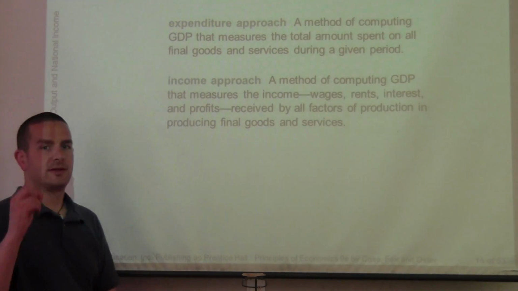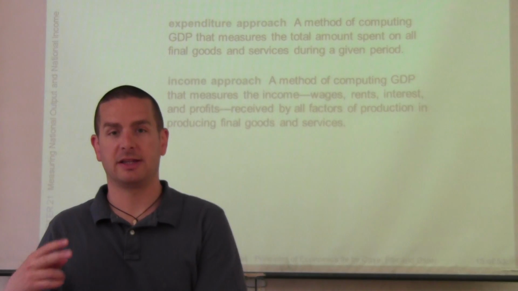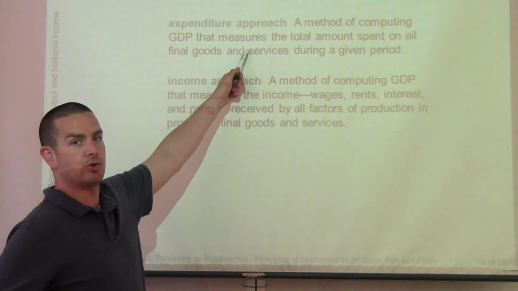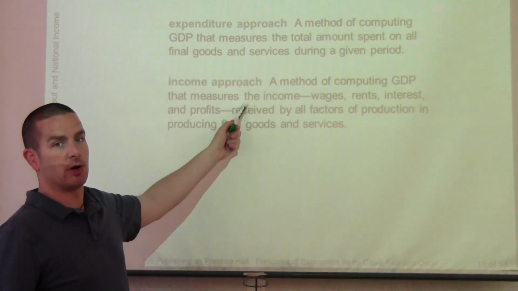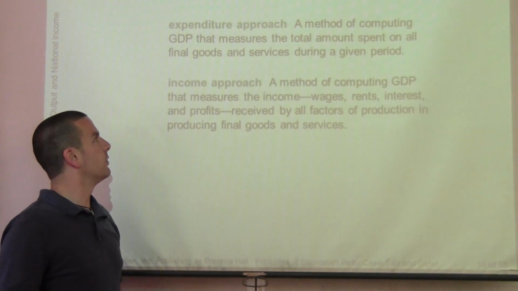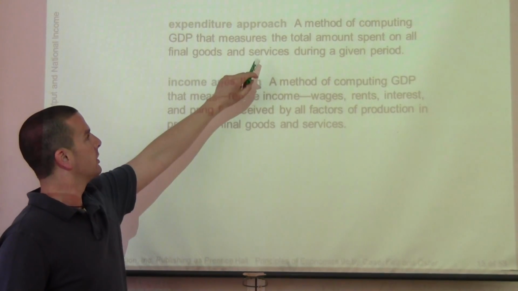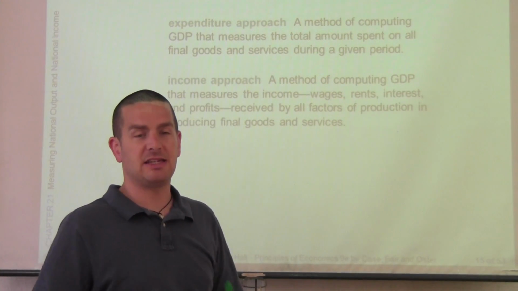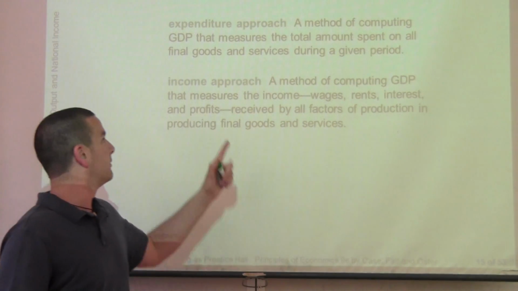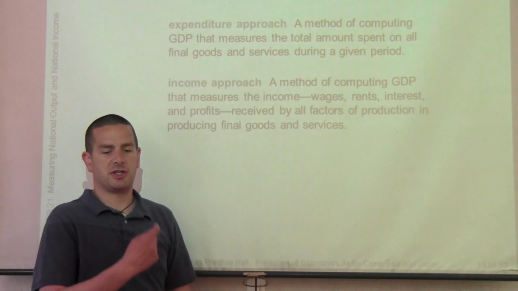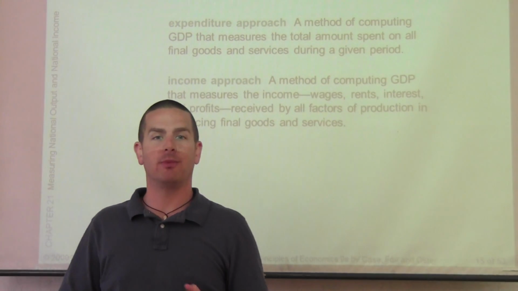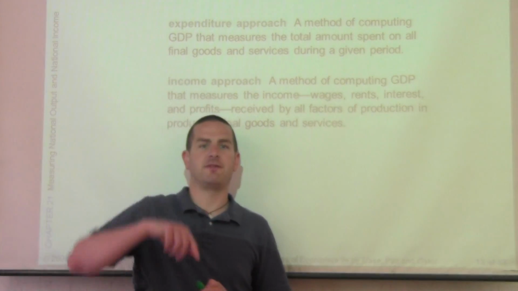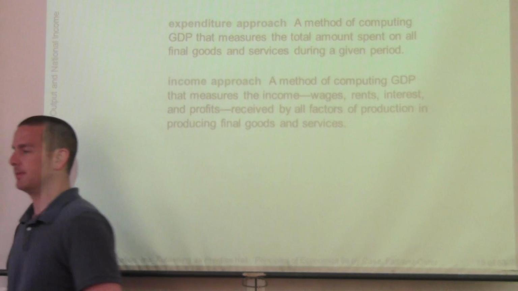There's two ways to calculate GDP, or aggregate output. There's what we call the expenditure approach, and there's the income approach. For the expenditure approach, you simply count up how much money was spent that year. For the income approach, you simply count up how much income was received that year. Now I'm going to turn off the overhead for a second just so I can write a few things on the board.